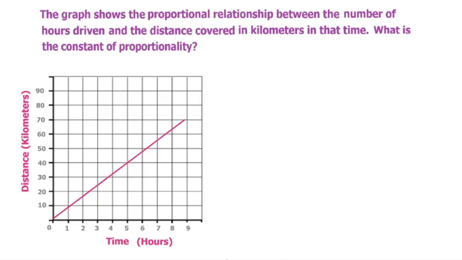Today's lesson, we're going to learn about proportional relationships. And in particular, we're going to learn about the constant of proportionality. So if we have a problem like this that says the graph shows the proportional relationship between the number of hours driven and the distance covered in kilometers in that time, what is the constant of proportionality?